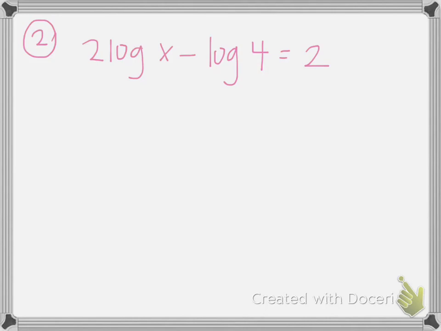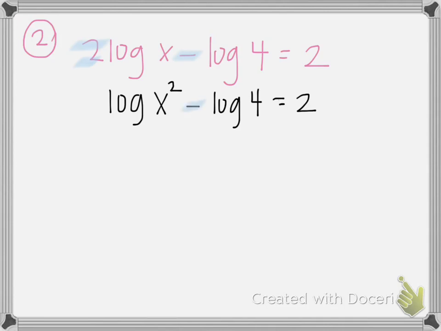So I don't have a single log, and I've got numbers in front. So first thing I need to use my rules to condense. So this is going to be log of x squared minus log of 4 is equal to 2. I still need to combine by your subtraction, so you'll divide. So this will be log of x squared over 4 is equal to 2.